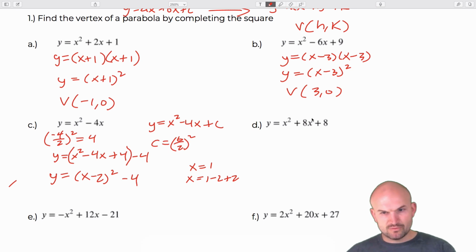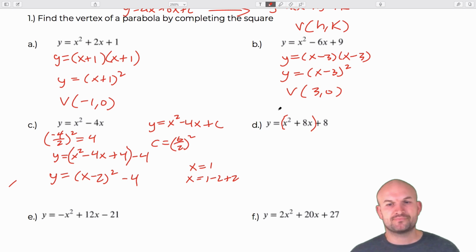So in this case, we're kind of going to do the same thing. What we're going to do is group the first two terms because there are no two numbers that multiply to give me 8 that add to give me positive 8. That is going to create this perfect square trinomial. So I need to create a perfect square trinomial inside of these parentheses. So I'm just going to kind of forget about this outside 8 for a second. And then you could do the 8 divided by 2 squared.